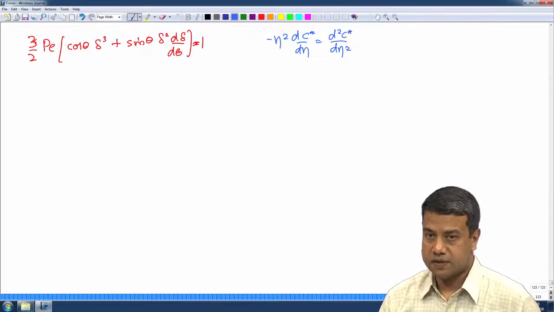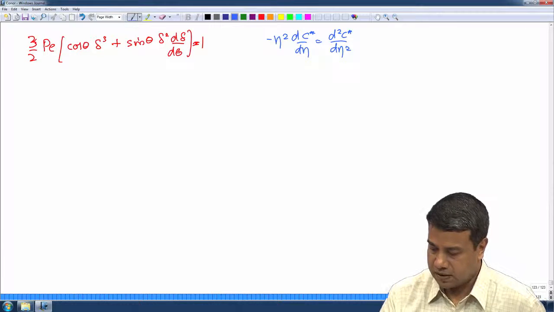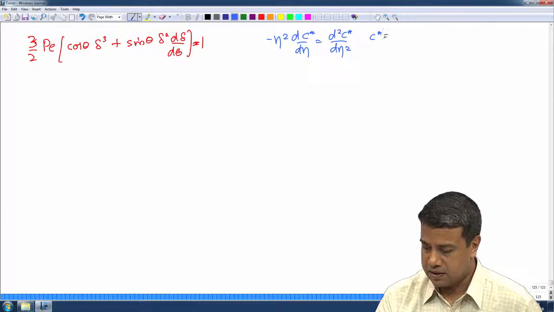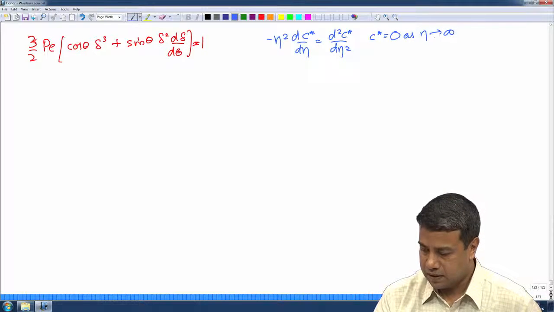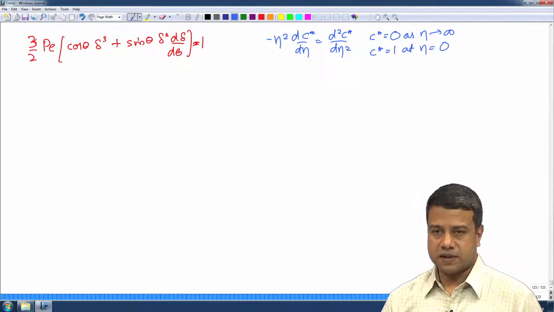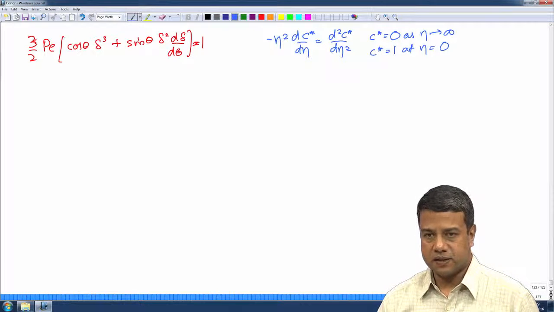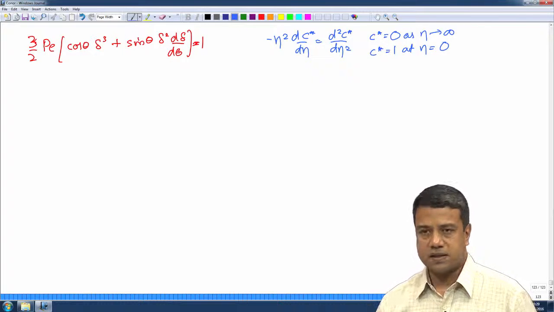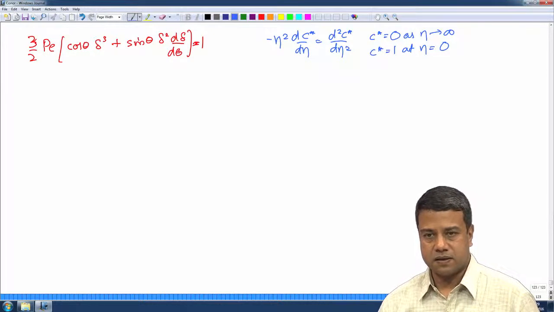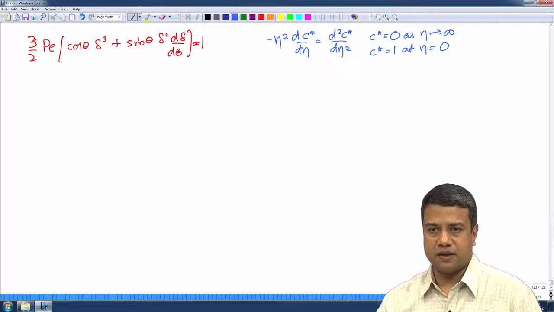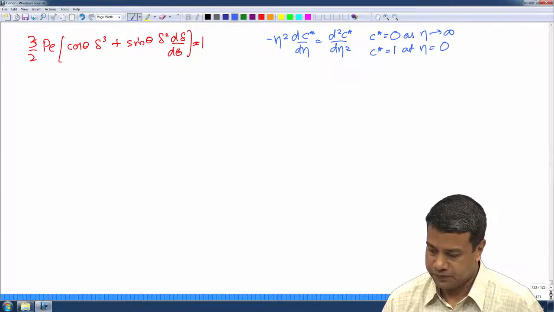This equation we have already solved. We know what is the solution. With boundary conditions C star is equal to 0 as eta goes to infinity, and C star is equal to 1 at eta is equal to 0. Eta is equal to 0 in this case corresponds to the surface of the sphere. At that point, C is equal to C naught, therefore, C star is 1. That is the inhomogeneous boundary condition. C star is equal to 0 at infinity means that the concentration goes back to C infinity far from the particle.